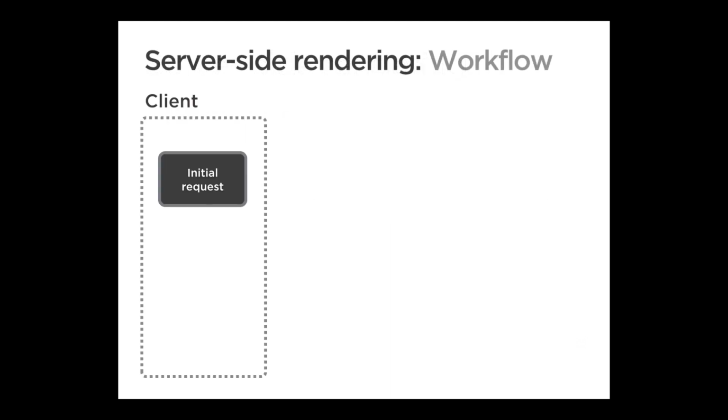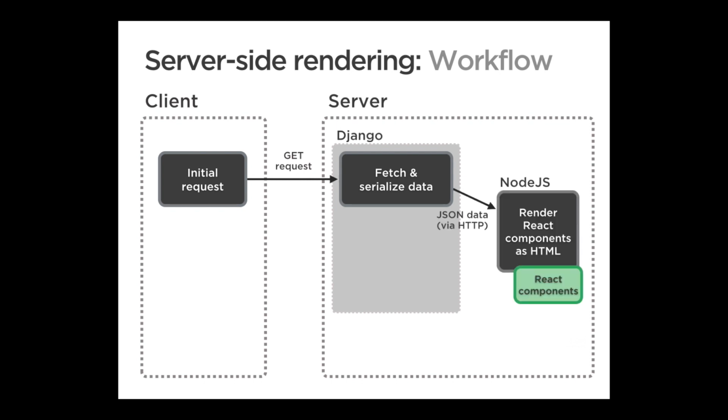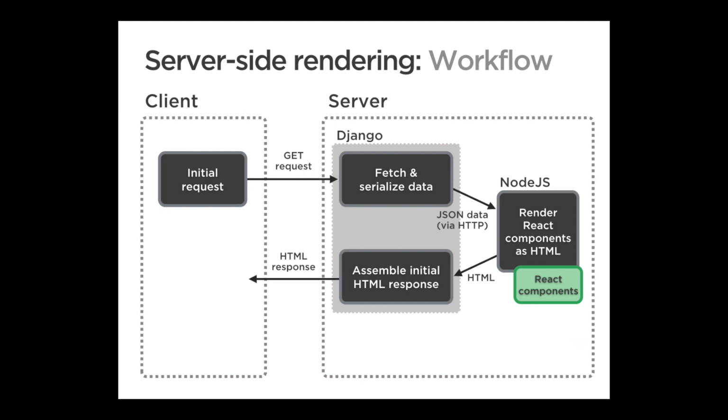So here's how it works. The very first time the user visits your site, types in the URL, there's an initial request sent to the server, a GET request. Django is going to then fetch data from the database, serialize it as JSON, and pass it over to a separate Node JavaScript server, whose sole purpose is going to be to accept this data, use your React component to render whatever there is to render, and then return some HTML. And then Django can do some final assembly and then send that HTML back to the client.